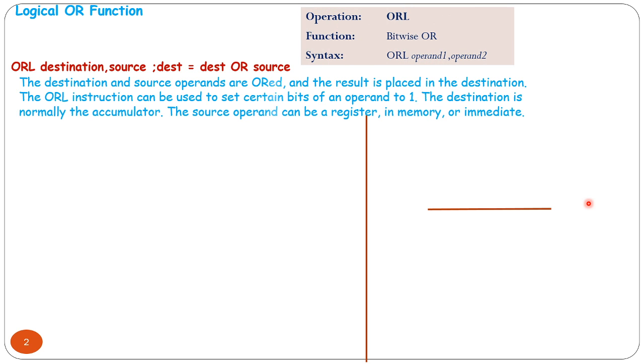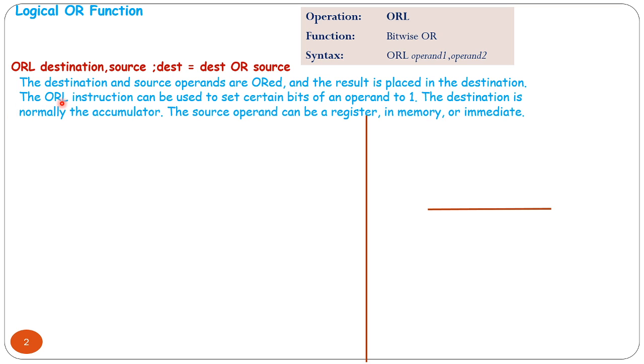This instruction has the operation ORL, and the function is bitwise OR. Syntax: ORL operand 1, operand 2. This instruction performs like this: ORL destination, source. The destination is logically ORed with the source, and the result is stored in the destination.